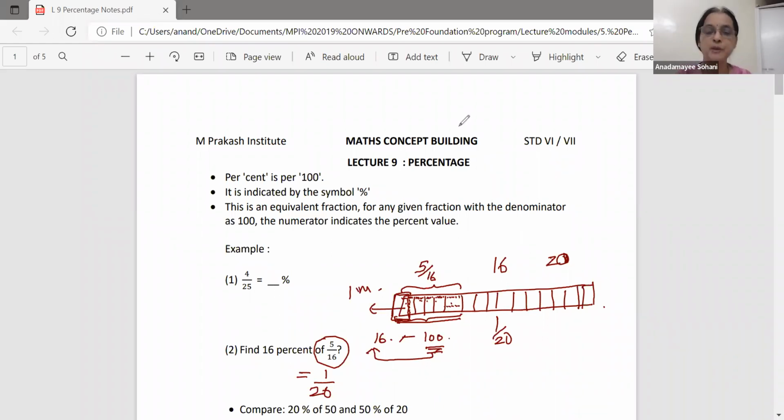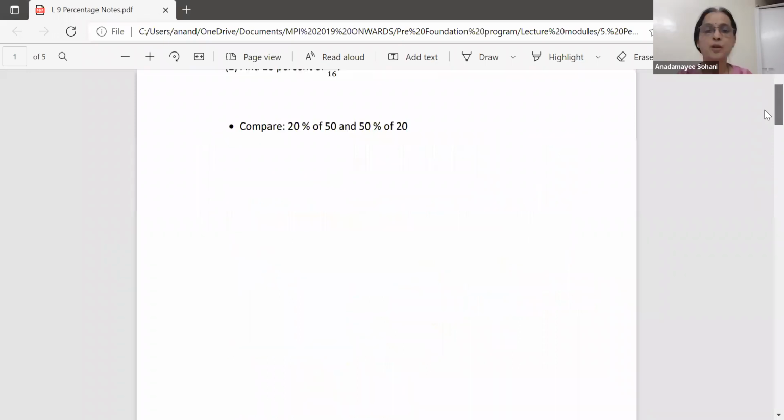Okay. So this will be a very different way of understanding percent as an extension of fraction. And percent is nothing but an extension of our concept of equivalent fractions.